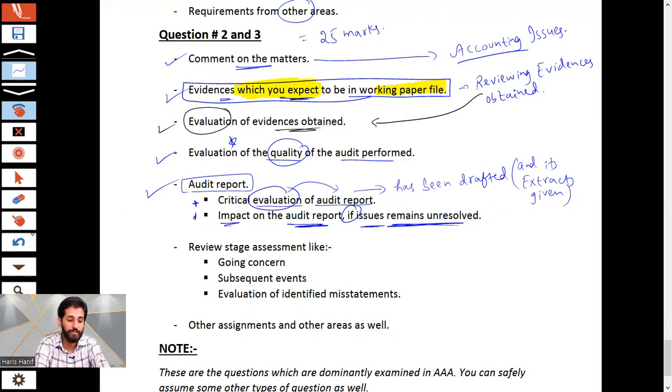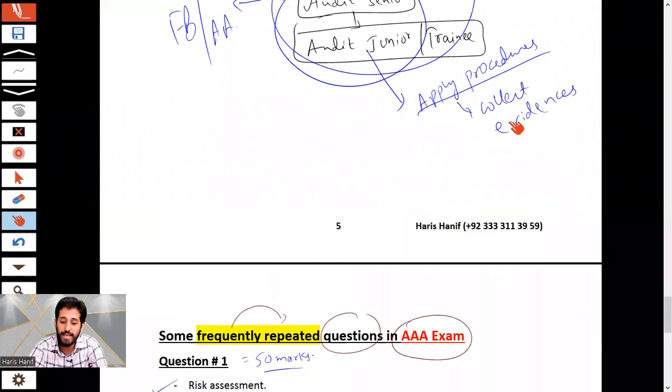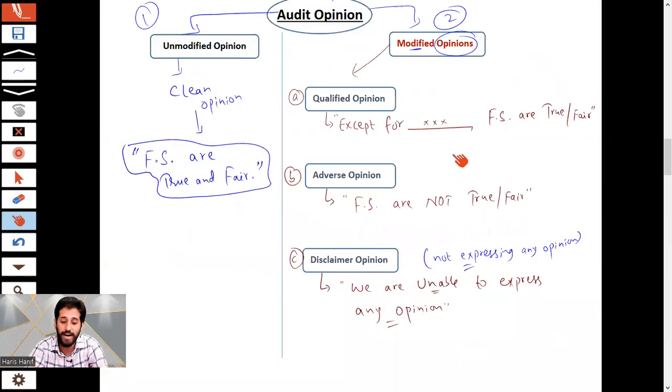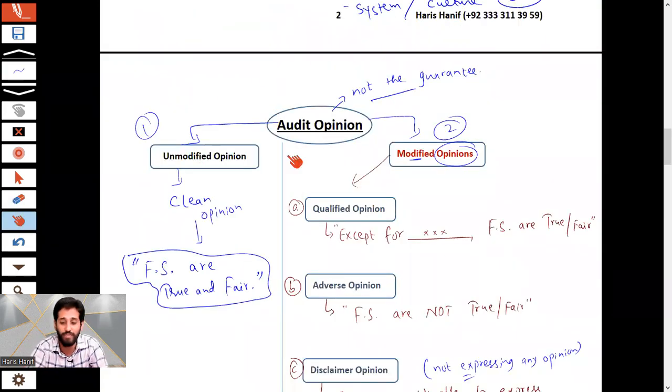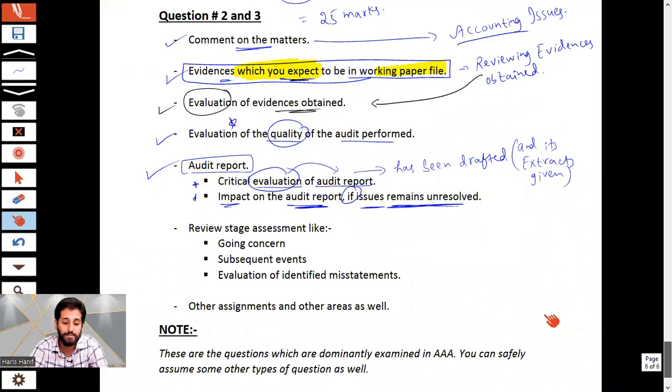In this kind of exam requirement, you will have issues in the financial statements, and you are the auditor. It is being asked that if that financial statement issue is not resolved, what would be the impact on the audit report? Either it would be qualified, adverse, disclaimer, or unmodified, right? So there would be an impact on the audit report, right?